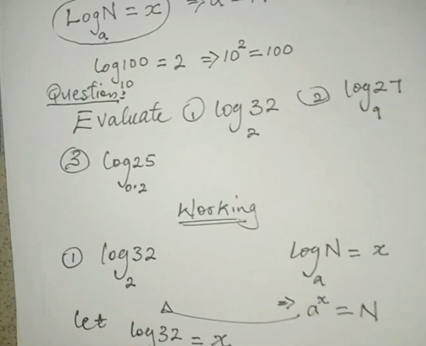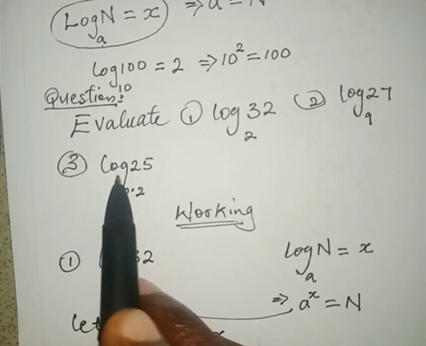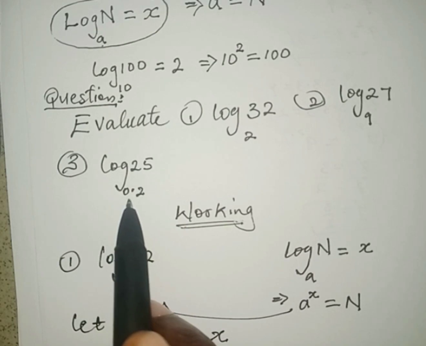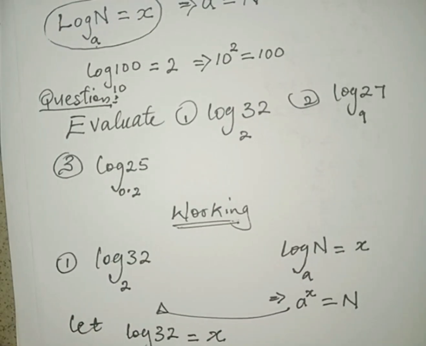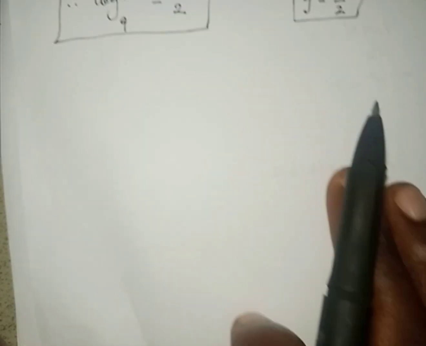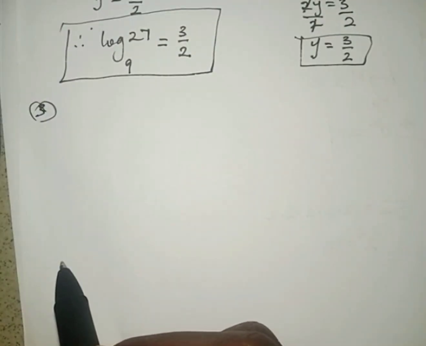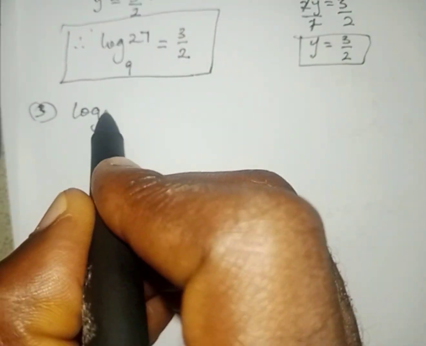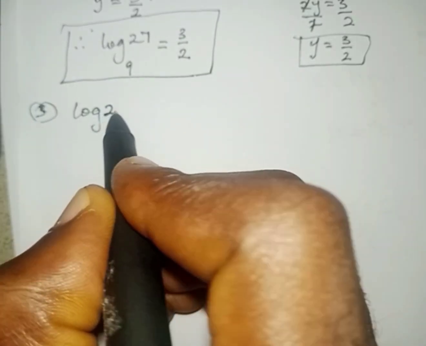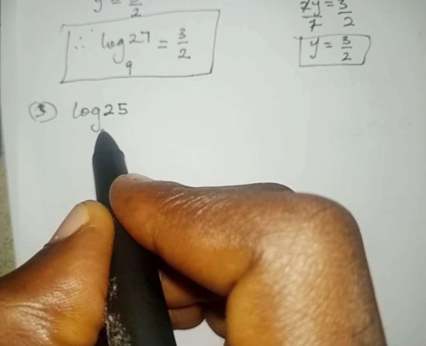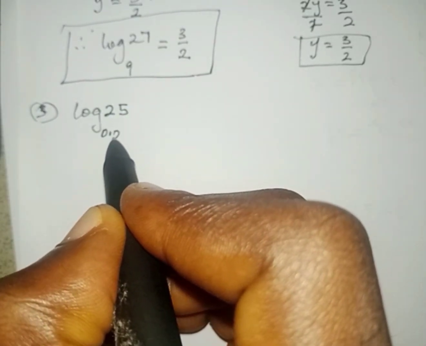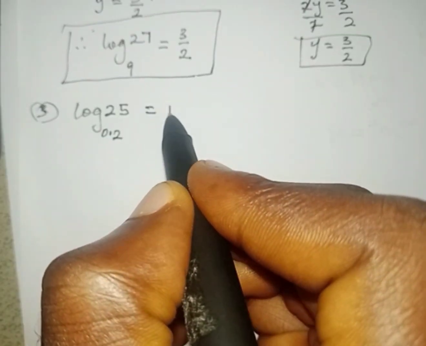We go to question 3. Question 3 says log 25 to base 0.2. Okay, here we say log 25 to base 0.2, let this equal n.